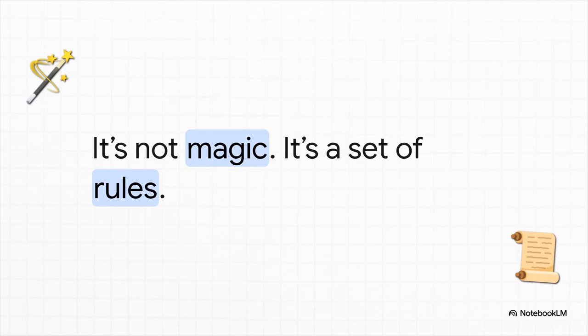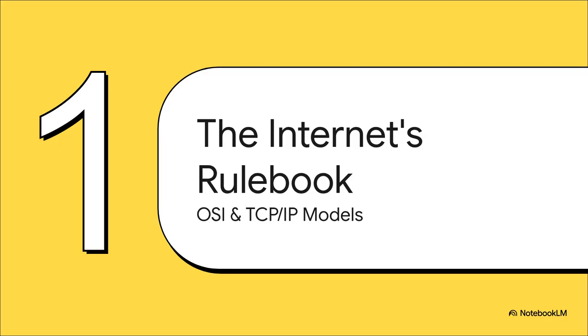Well, the secret isn't some kind of digital sorcery. It's actually much simpler, and in a way, much more impressive. It's just an agreement, a universal rulebook that every single device, from your tiny smartwatch to a giant server in a data center, has agreed to follow. It's this shared language that makes it all possible. So let's pop the hood and take a look at the blueprints for this global conversation.